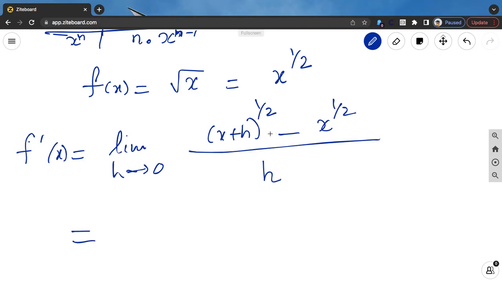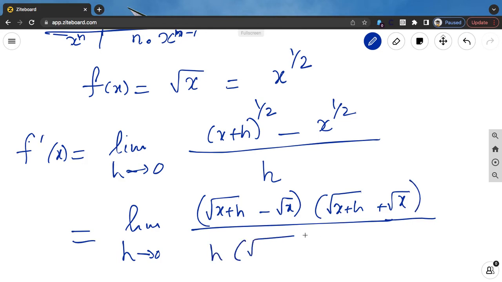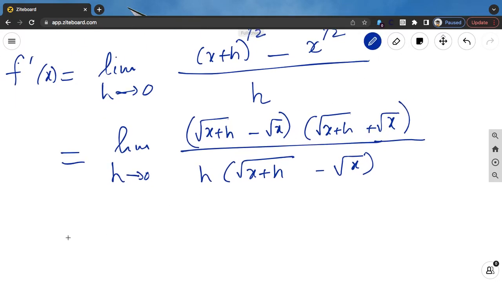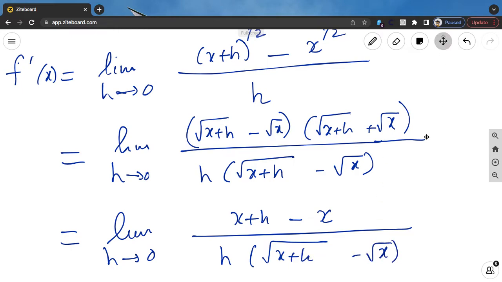Whenever I have irrational numbers, roots, one trick that I like to do is I multiply by its conjugate. But I cannot multiply the numerator alone. I will multiply the denominator also. And h times square root of x plus h minus square root of x. Okay. The numerator is of the form a minus b into a plus b. So it's a square minus b square upon h times square root of x plus h plus square root of x.